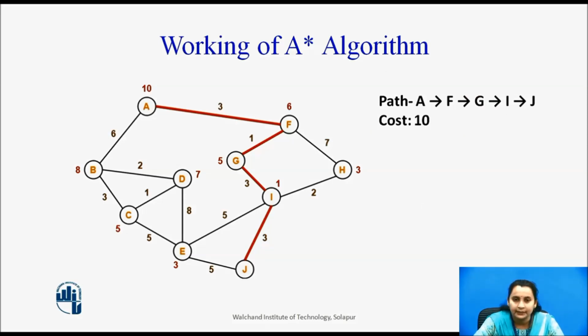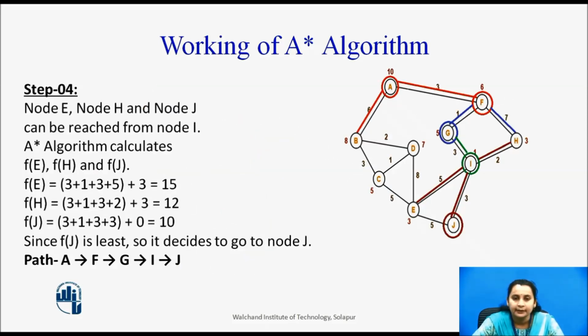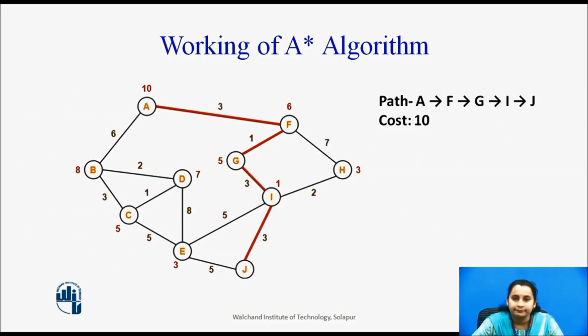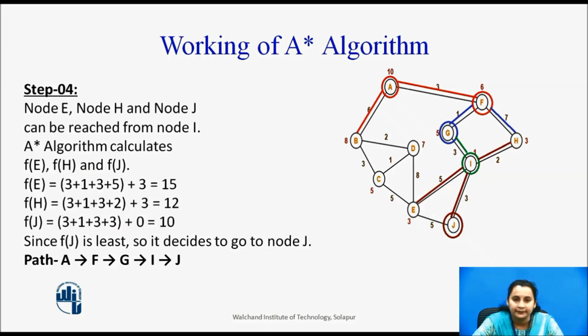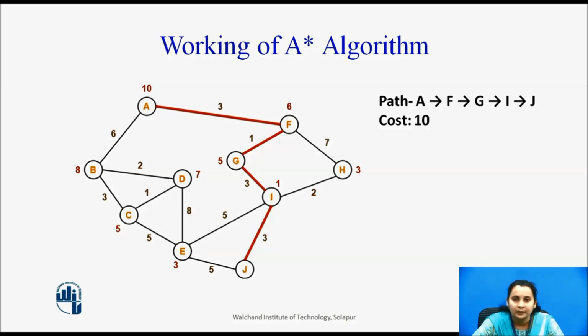After comparison, we found that J is our goal state, so we have stopped here. In the algorithm, until we get the goal state, we iteratively explore the particular node, comparing its heuristic value. Finally we got the path A to F, F to G, G to I, I to J, and its cost is 10, as we calculated previously that f of J is 10, so J is our optimal cost.